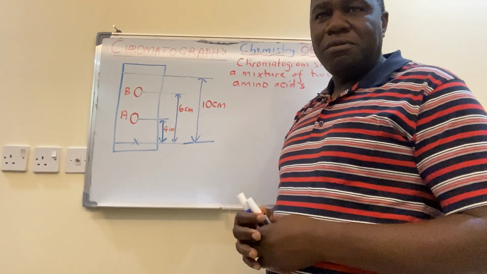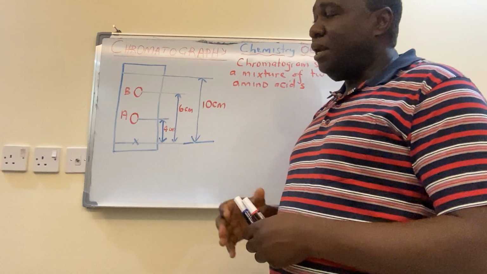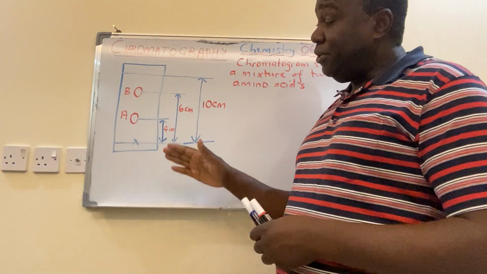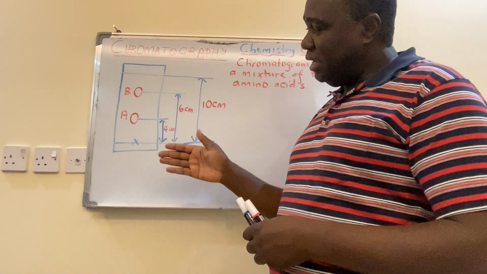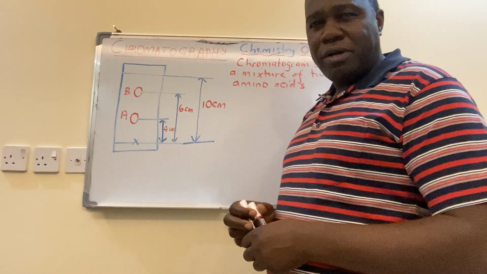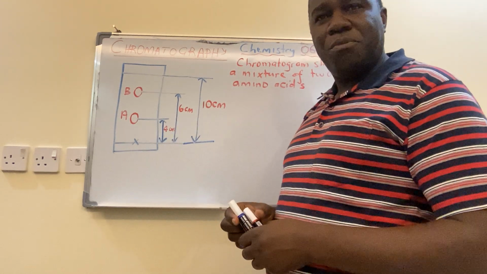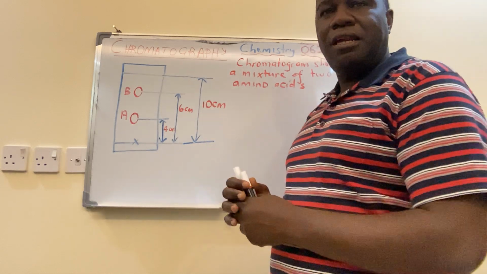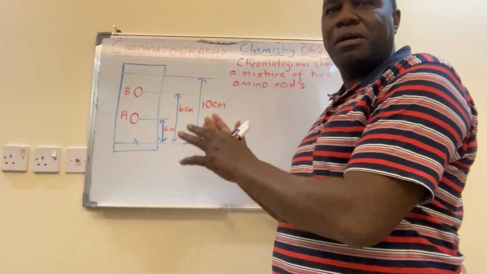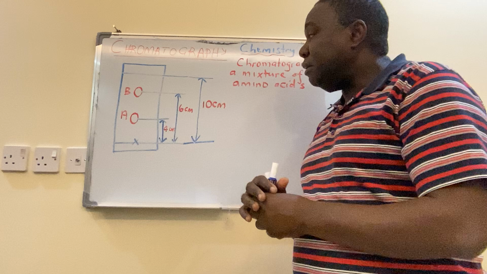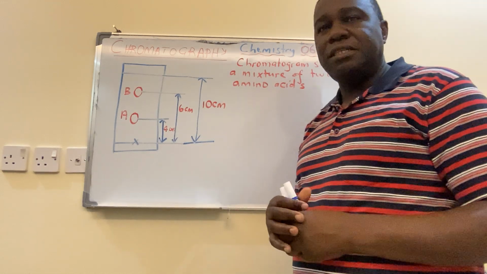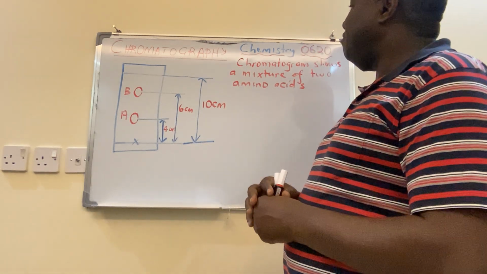When you come to A level, new terms will be introduced to you, like the stationary phase and the mobile phase. So in this case, the mobile phase is our solvent. It's carrying up the two amino acids, and the stationary phase is our chromatography paper. But at IGCSE level, we just talk about the chromatography paper and the chromatogram as a way of separating two amino acids that have been mixed.